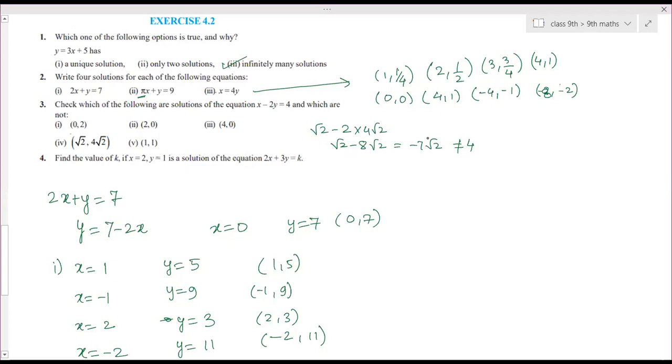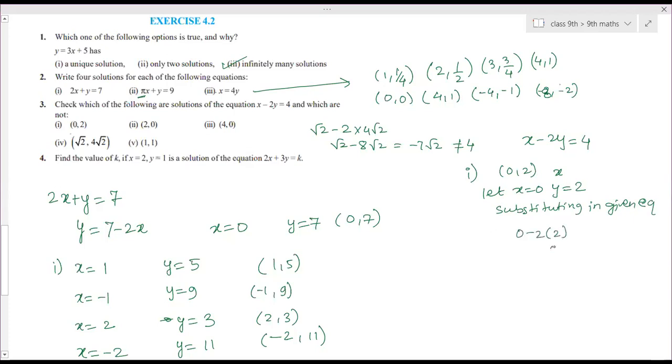So to write the proper steps, first write the equation x minus 2y is equal to 4. First case 0, 2. That means let x is equal to 0, y is equal to 2. Substituting in given equation. So it is 0 minus 2 into 2. So 0 minus 4 is minus 4. RHS is 4, which is not equal.